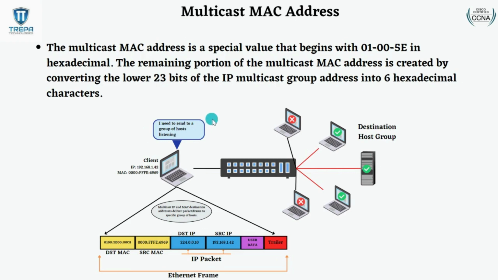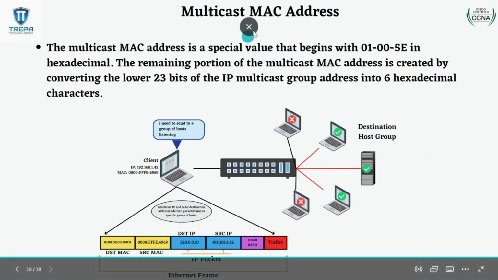Then we have multicast. The multicast MAC address is a special value that has this at the beginning in the hexadecimal. And then the remaining portion of that multicast MAC address is created by converting the lower 23 bits of the IP multicast address into hexadecimal characters. And that's how we create a multicast MAC address. If you ever get into your CCIE training, you're going to learn a lot about multicast addressing, and this is where you learn layer 2, layer 3 multicast. But just for the CCNA, I want to give that bullet up there to show you that a multicast MAC address is unique compared to a unicast and a broadcast.